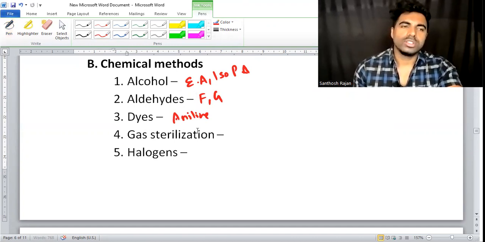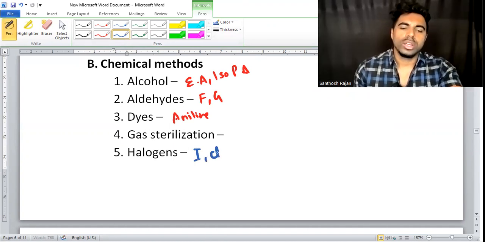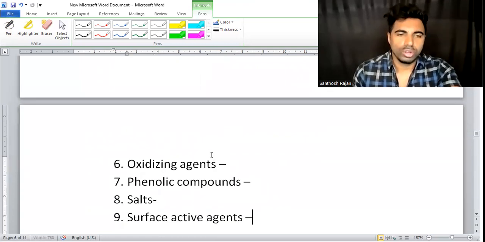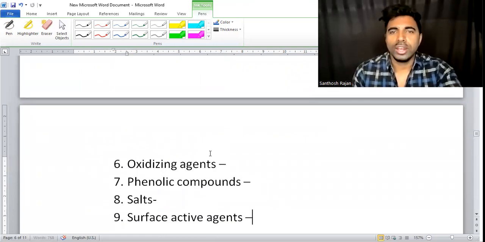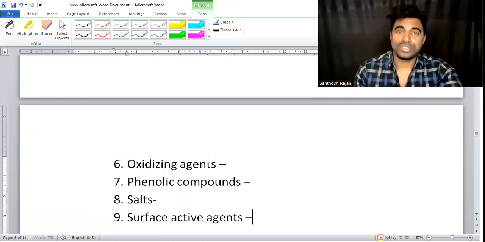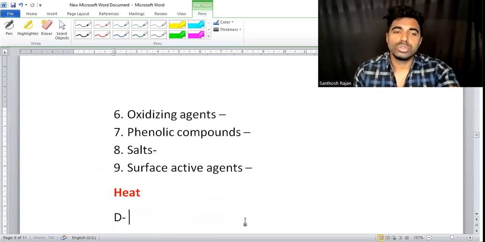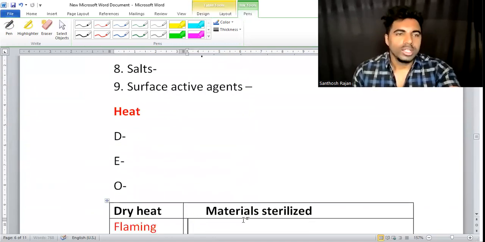And then halogens. Which are the halogens? It is your iodine and chlorine. Then oxidizing agents, we have many oxidizing agents we want to talk about now. Phenolic compounds like Lysol, Cresol. And hydrogen peroxide is an oxidizing agent. When you talk about salts, we have copper salts, and surface active agents, but it's usually soap or quaternary compounds. Now, brief.